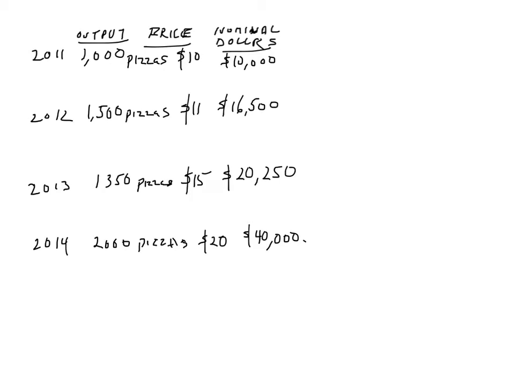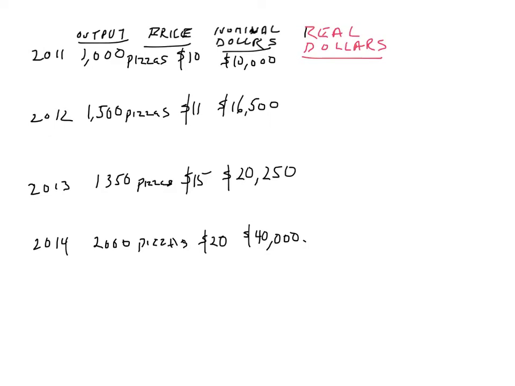But if we look at GDP in nominal dollars, that increases every year, from 10,000 to 16 to 20, then 40. And the problem with that is that it does reflect an increase in real output, but it also reflects an increase in the prices of pizzas. So what we want to do is convert that to real dollars. Real dollars, GDP. So in other words, we want to adjust for inflation.